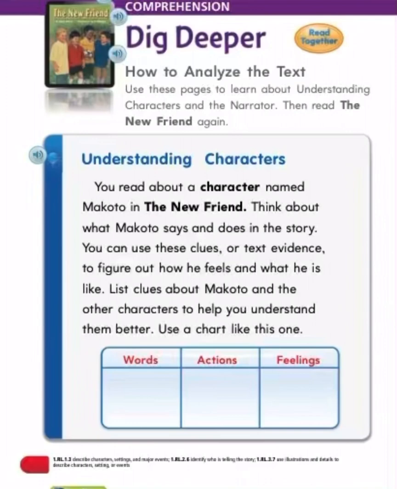Comprehension. How to analyze the text. Use these pages to learn about understanding characters and the narrator. Then read The New Friend again. Understanding characters. You read about a character named Makoto in The New Friend. Think about what Makoto says and does in the story. You can use these clues or text evidence to figure out how he feels and what he is like. List clues about Makoto and the other characters to help you understand them better. Use a chart like this one. Words, actions, feelings.